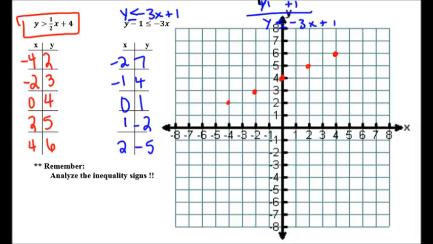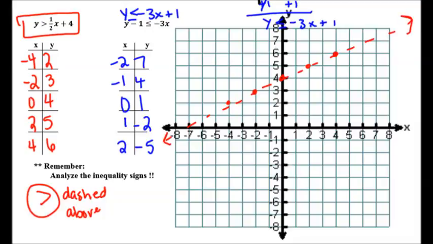Okay, so just like Miss Barley did in the first example, this is my inequality sign. It is not equal to, so it's just greater than, so we know that we are going to do a dashed line, and we are going to shade above because it is greater than. So I'm going to do a dotted or dashed line, and I'm going to shade above because it's greater. So I'm going to go up like this, okay?